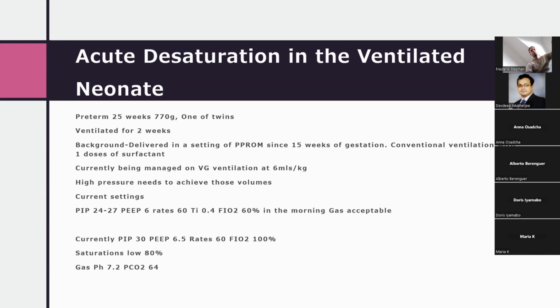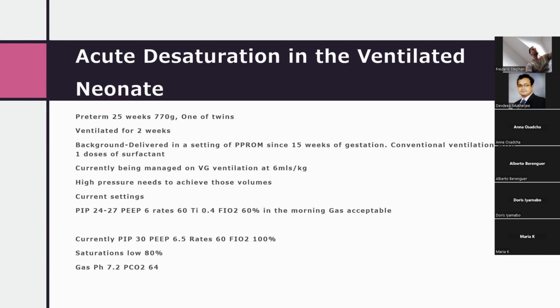Have we done a chest X-ray? Yep, we've done a chest X-ray just 24 hours back. Uniform appearance of both lungs, well recruited, 9 posterior spaces. Diffuse, I would say, RDS kind of appearance. No focal collapse, no focal consolidation. The baby's gases are acceptable.